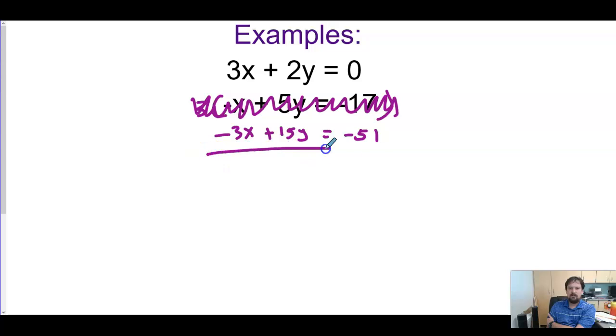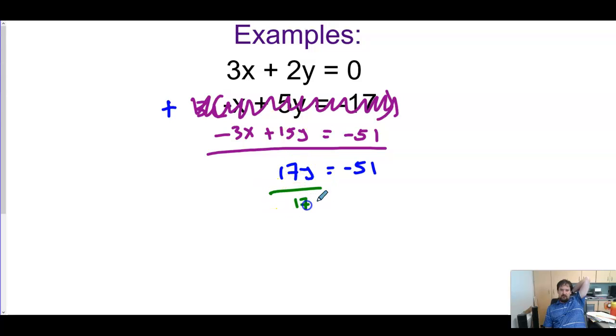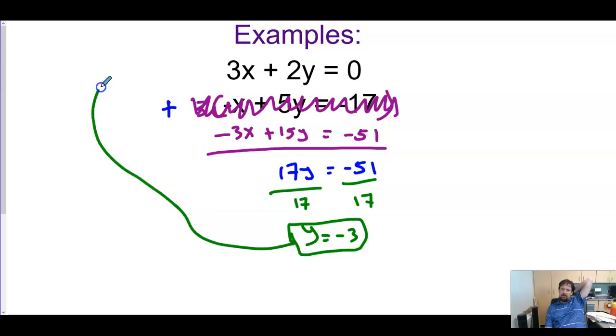And now we're going to see what can be eliminated. 3x plus negative 3x, gone. 2 plus 15 is 17y. 0 plus negative 51 is negative 51. Okay, let's go ahead and divide both sides by 17. And we get y equals negative 3.